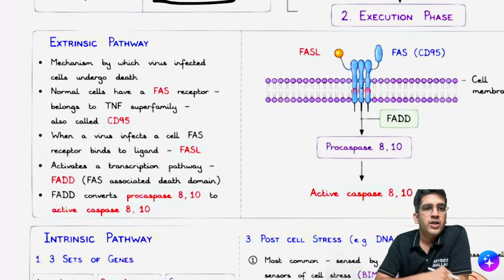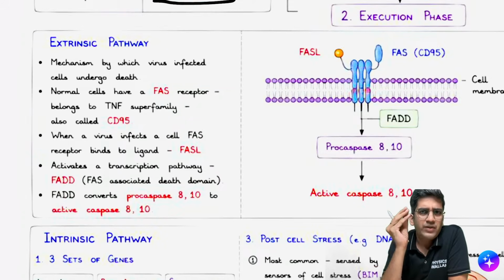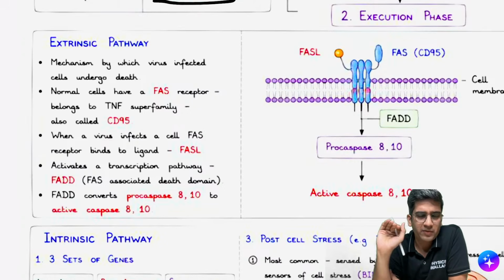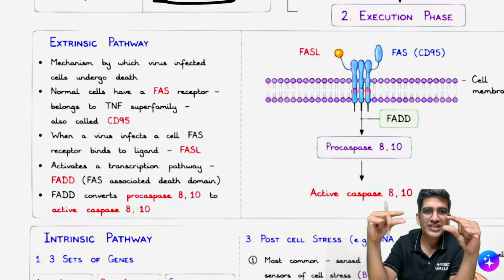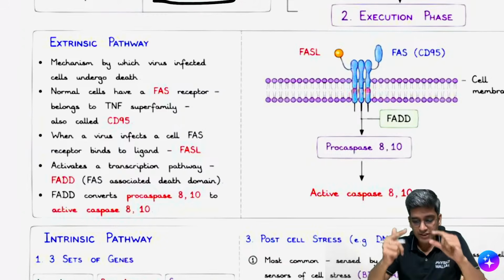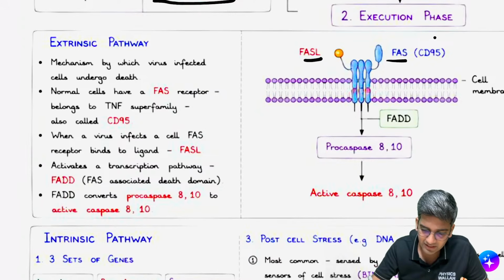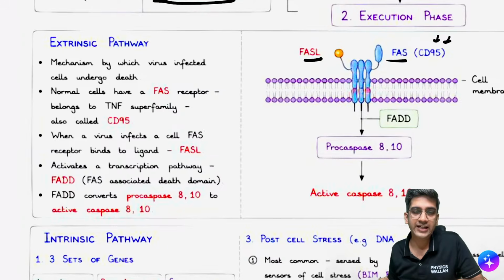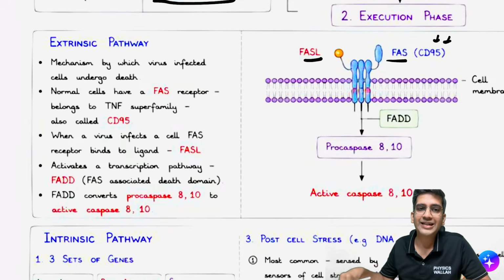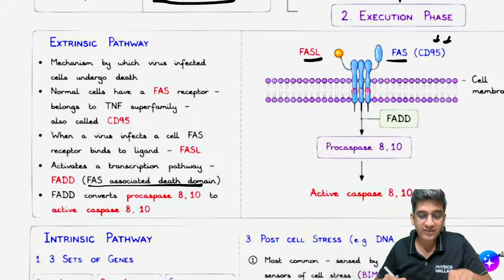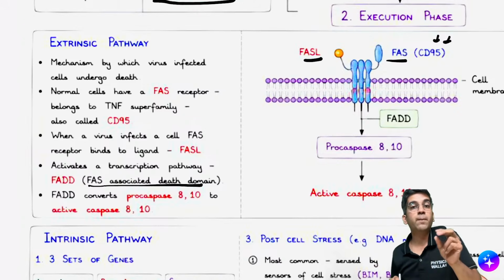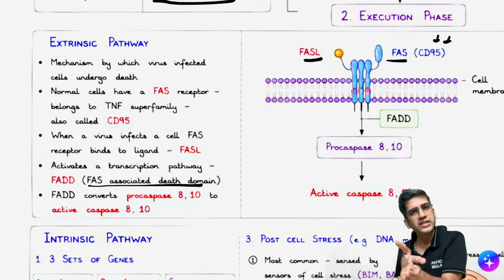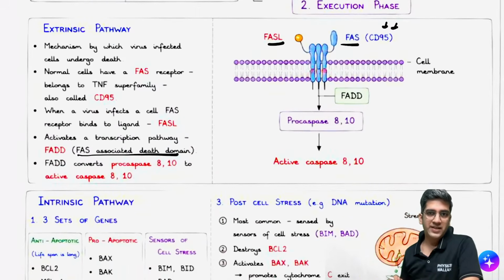Let's come back to this. So normal cells have the FAS receptor. It's a receptor of the TNF superfamily, right? So when a virus infected cell is there, the FAS receptor binds to its ligand, which is FAS ligand. This binding of FAS receptor and FAS ligand, the other name is CD95, activates a downstream pathway, which is FADD, Fas associated death domain. This FADD is the one which converts a procaspase. Every enzyme in the body is in inactive form only. It converts procaspase 8 or 10 to active caspase 8 or 10.